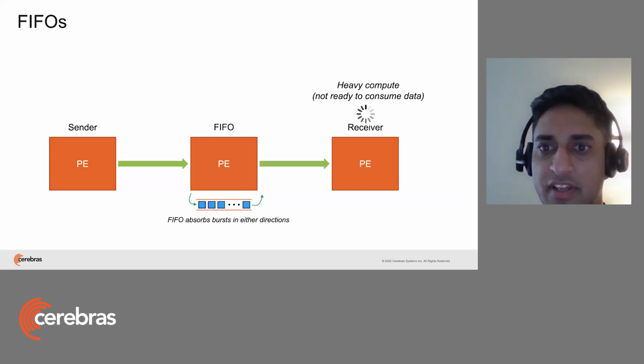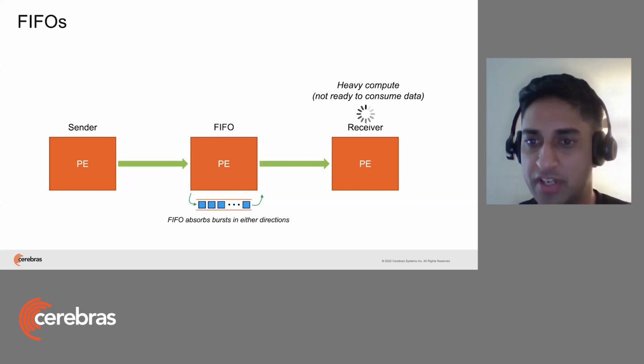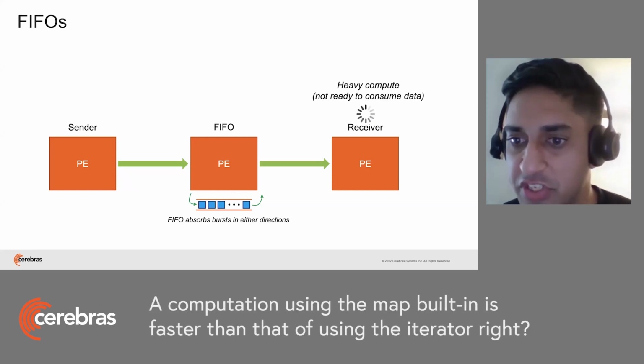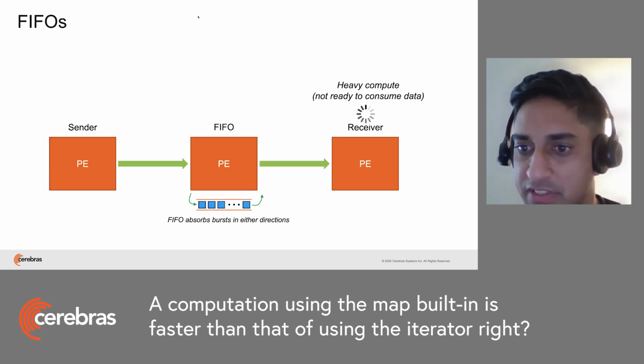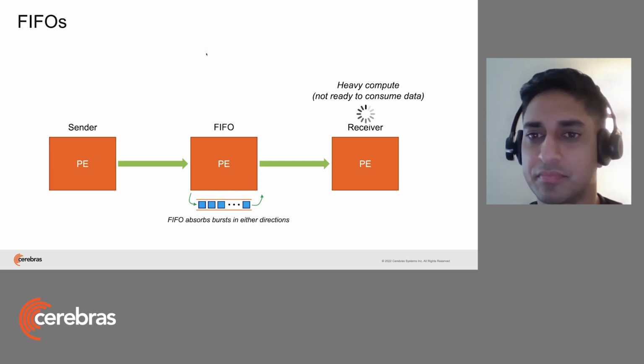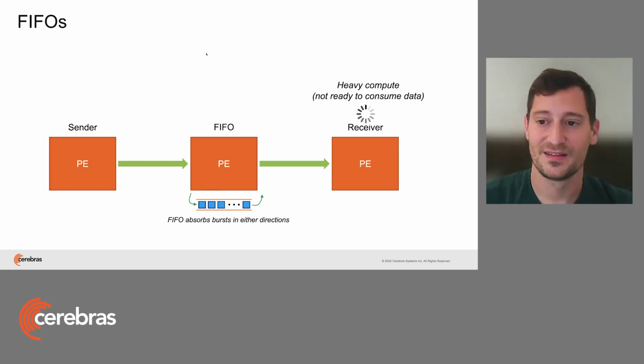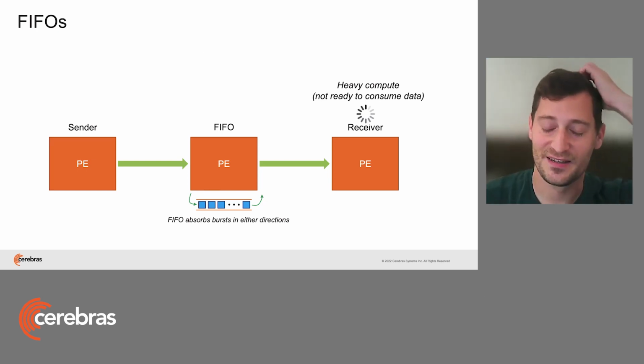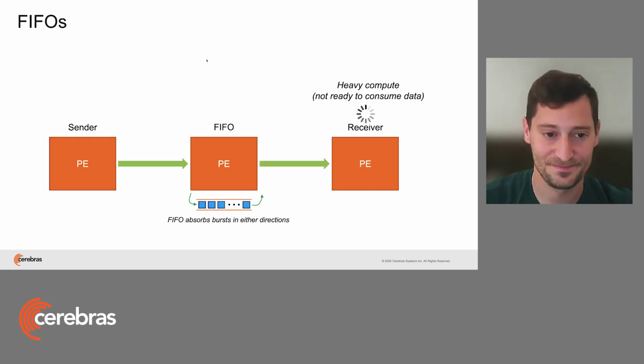Hey, Athanasios. Yes. We have a question in the chat. Computation using the map built-in is faster than that of using the iterator, right? Yes, absolutely. Again, it's faster than using explicit loops. Yes, for sure. The same order of magnitude speed up.